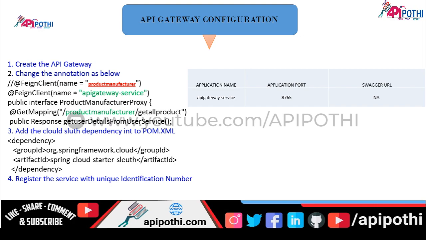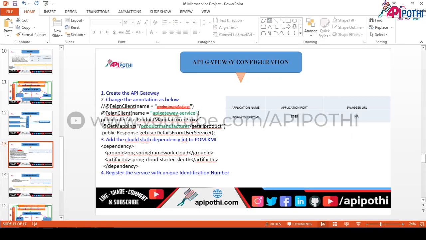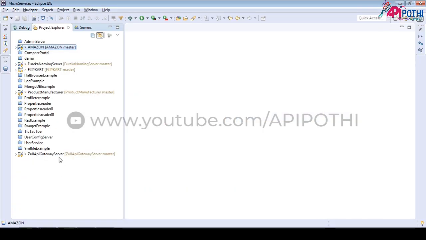Now we are jumping directly to the coding area, on how to implement the API gateway. The first task is that we need to create the API gateway. Here we are going to create the API gateway in Spring Boot using an API called Zuul, Z-U-L-L, which is again the Netflix API provided by Netflix.